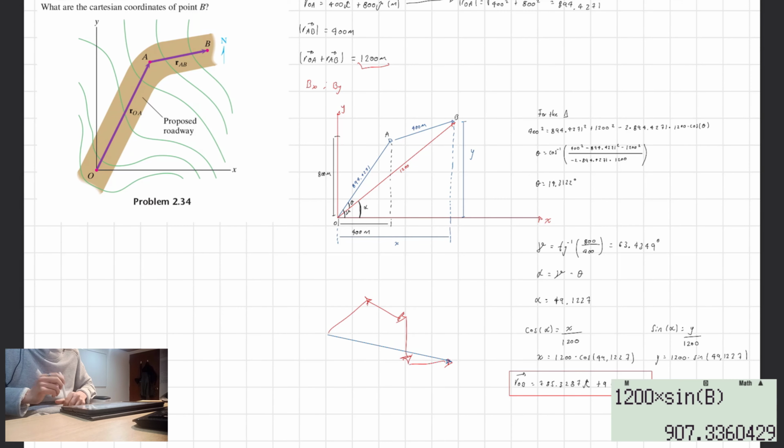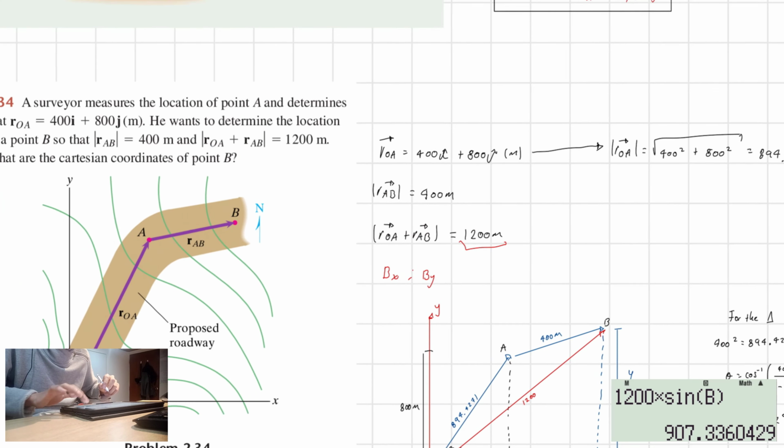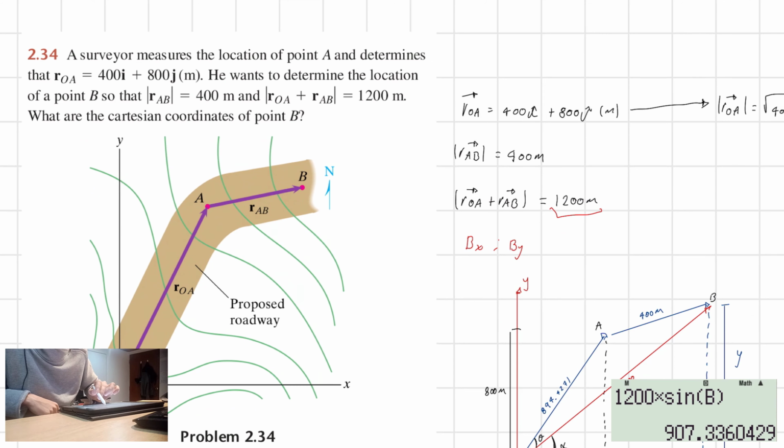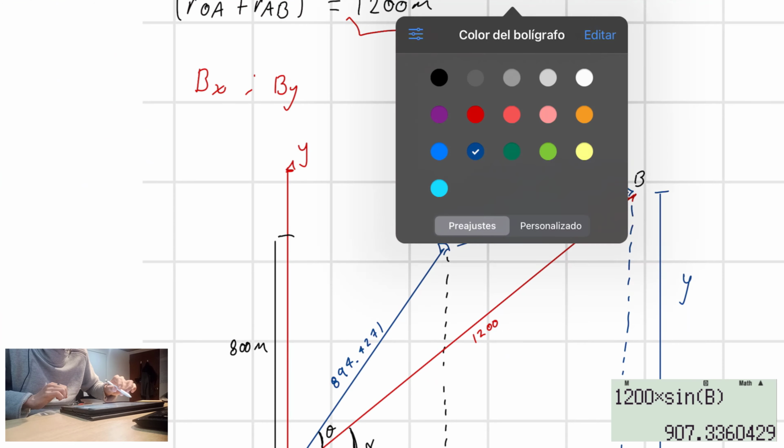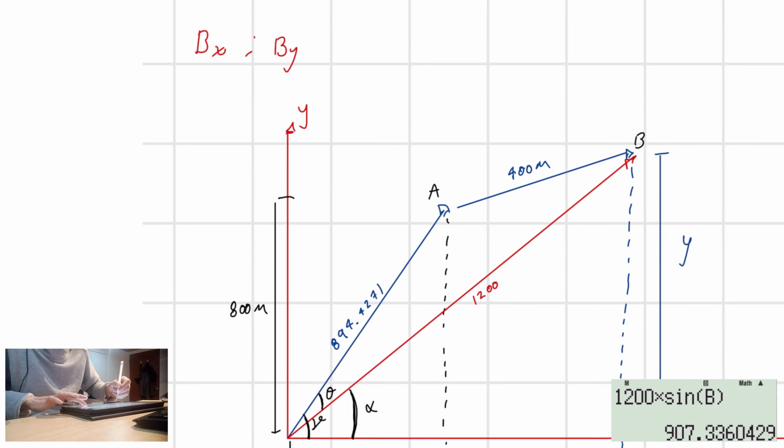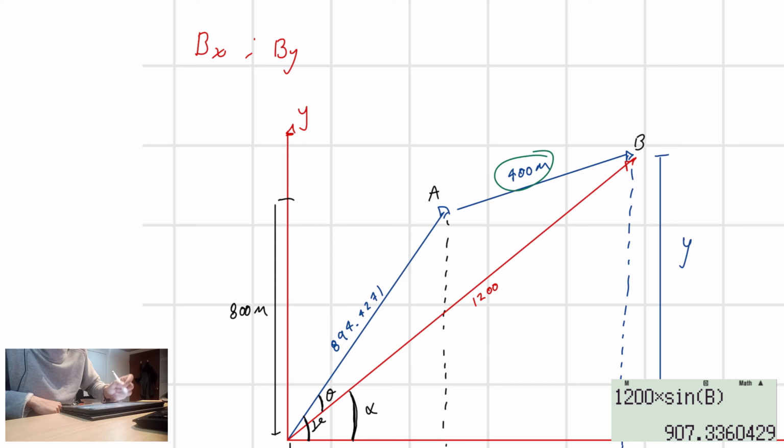Okay, I'm sorry, I was forgetting something. This is telling me that he wants to determine the location of a point B so that RAB is equal to 400 meters. But what happens if I, for example, do not use these 400 but these 400? This actually is as well a 400.